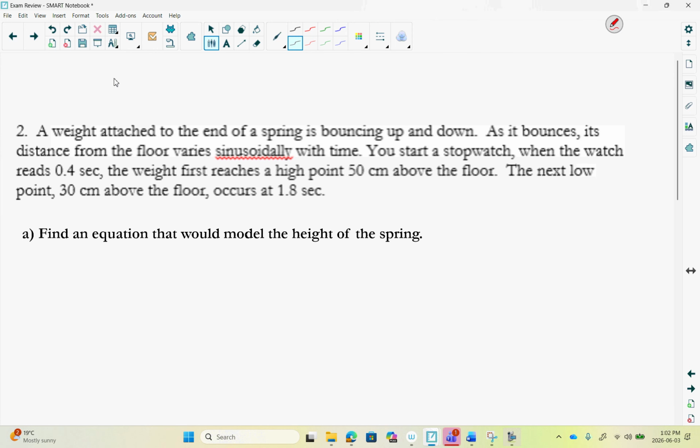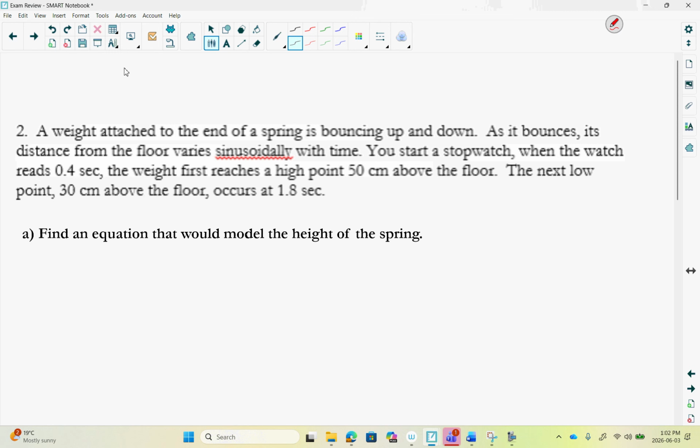Chapter 5, exam review. So first question we're going to look at is a word problem. It says a weight attached to the end of a spring is bouncing up and down. As it bounces, its distance from the floor varies sinusoidally with time. You start a stopwatch. When the watch reads 0.4 seconds, the weight first reaches a high point 50 centimeters above the floor. The next low point, 30 centimeters above the floor, occurs at 1.8 seconds.